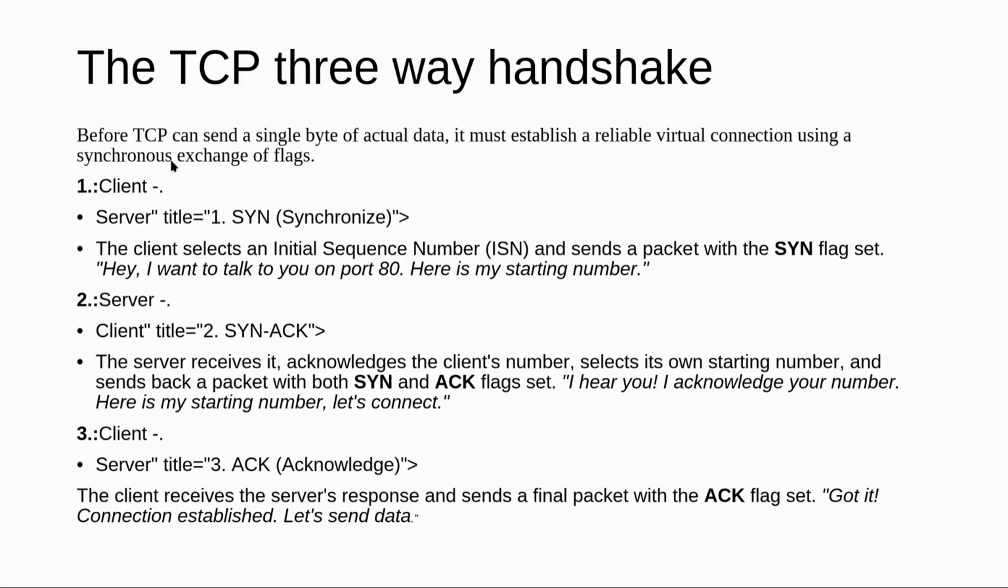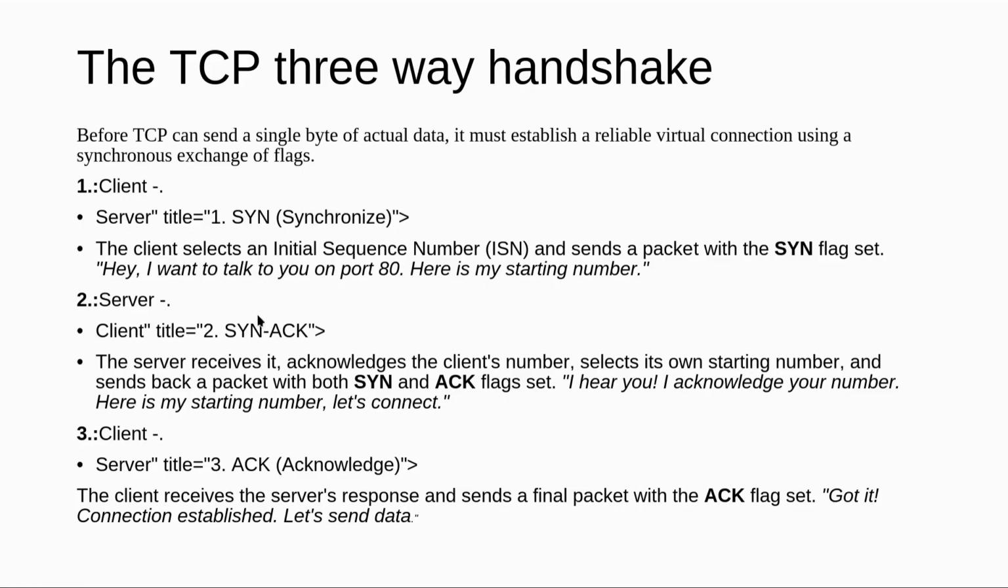So what happens is we have a client and we have a server, and first the client sends a synchronization to the server. Synchronization is basically a flag. The client sends an initial sequence number as well. We'll discuss that later in detail. For the time being, understand that the client sends an initial sequence number and a synchronization flag in a packet to our server. It says, hey, I want to talk to you on port 80. This is my starting number. The starting number is our initial sequence number.